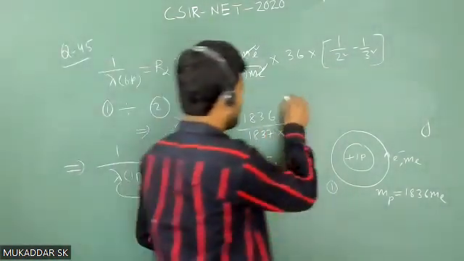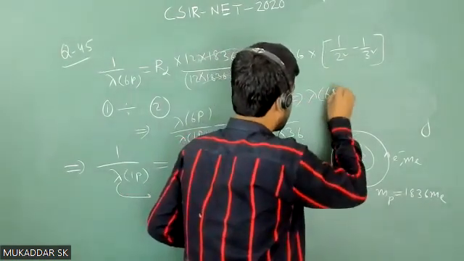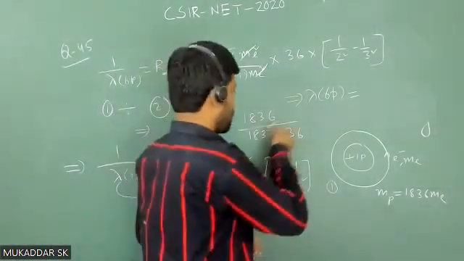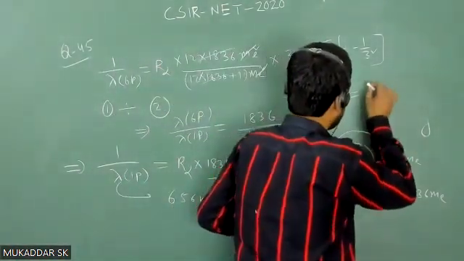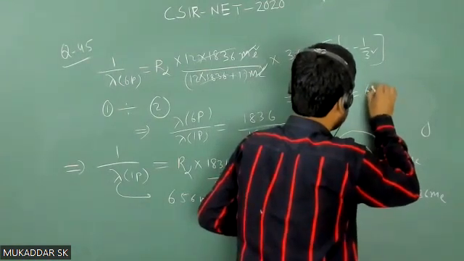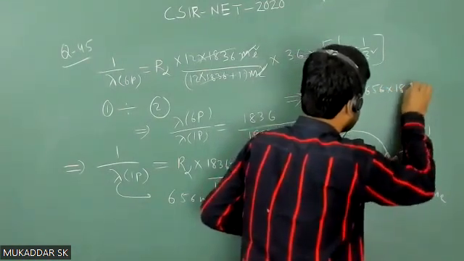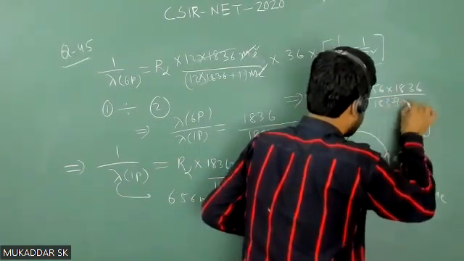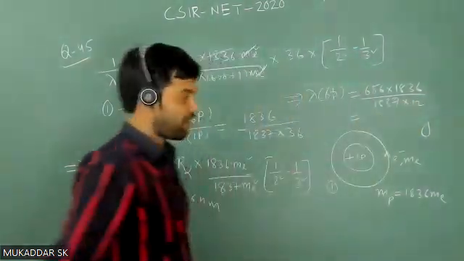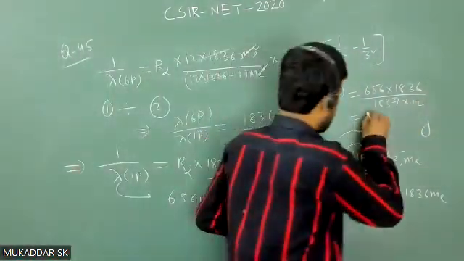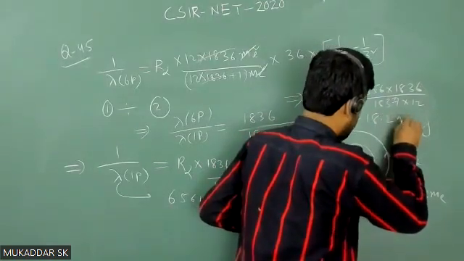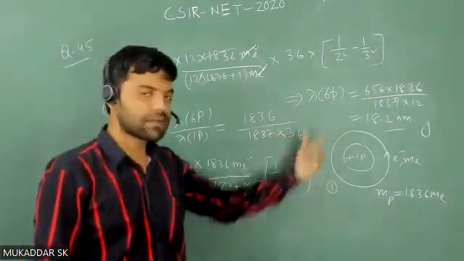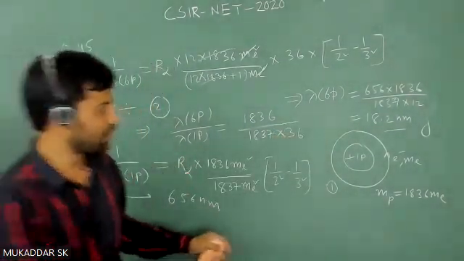It means that the wavelength of the first Balmer line for a hydrogen-like atom having atomic number 6 can be written as lambda for the hydrogen atom, that is given, right? 656 nanometer into 1836 divided by 1837 times 12. So if you simplify it, you'll have 18.2 nanometer. So this is the wavelength of the first Balmer line for a hydrogen-like atom having atomic number 6. So this will be the correct option.